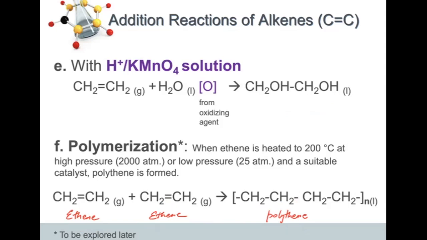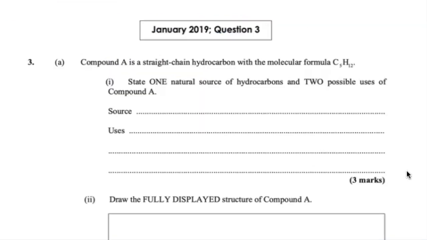So with this part done, we're going to delve into a few past paper questions so we can get some more practice. The question we're working is January 2019, question 3. Compound A is a straight chain hydrocarbon with the molecular formula C5H12. So it's telling you how many atoms of carbon you have and how many atoms of hydrogen you have. They're asking you now in part 1 of 3A: state one natural source of hydrocarbons and two possible uses of compound A.